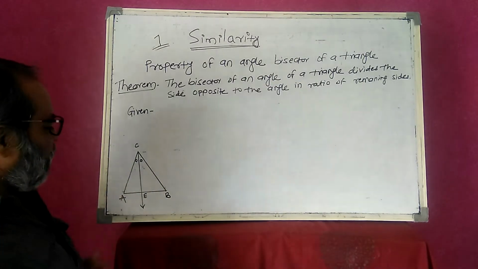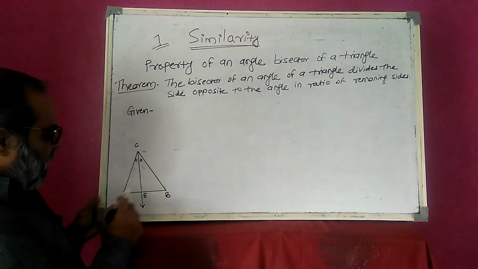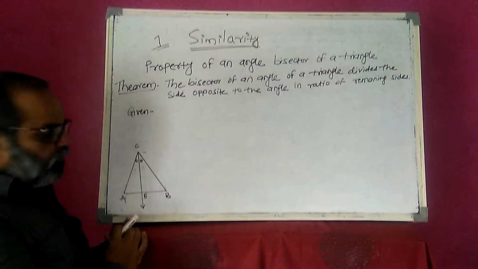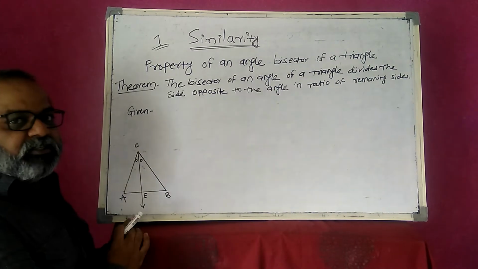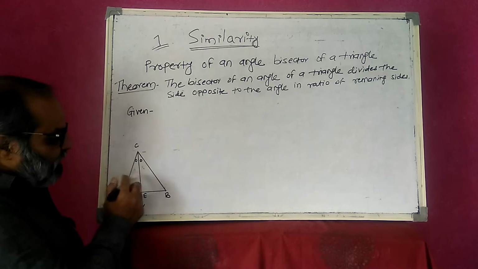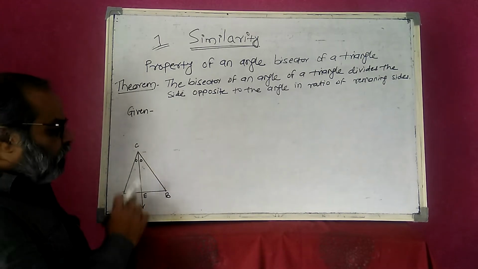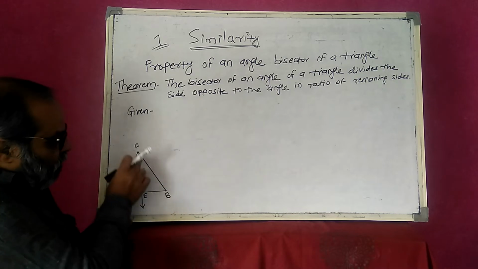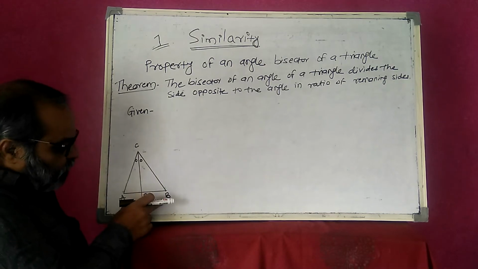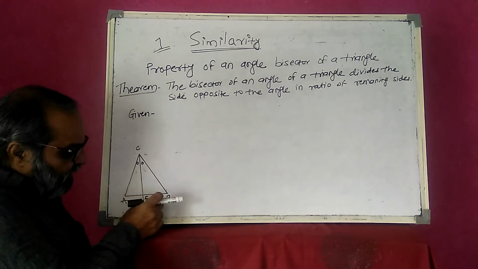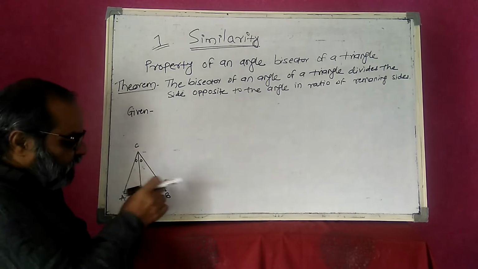Okay, so here is the figure. Triangle ABC is given and CE is an angle bisector which bisects the angle C. The side opposite to angle C is AB. So it divides AB into the parts AE and EB, and it comes in the ratio.